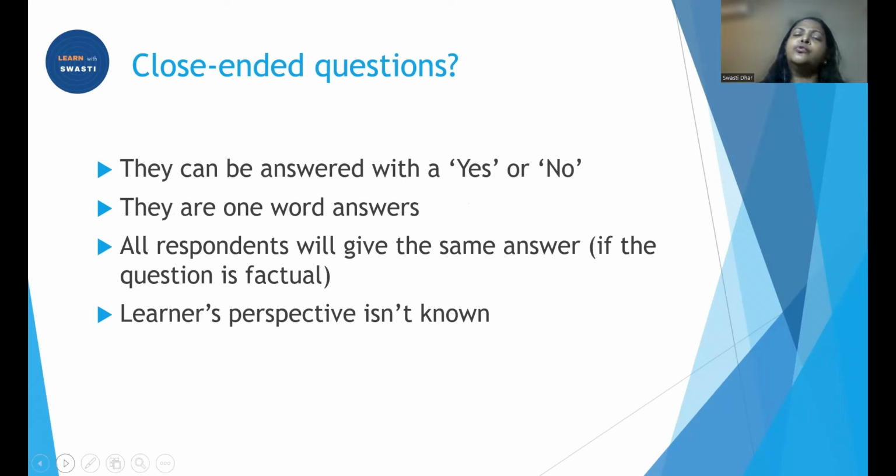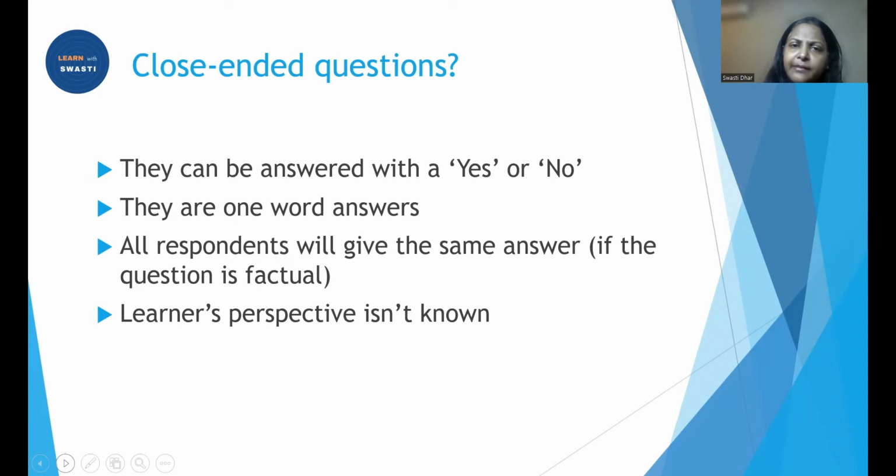So as opposed to open-ended questions, we have the close-ended questions, which are either answered with a yes or no, or they can be one-word answers, and all the respondents will give the same answer. So you can't have 2, 3 answers. It's like a question asking what is 2 plus 2, and everybody has to say 4. Generally these questions are factual, and the main intention of a close-ended question is to check factual knowledge. So we are not checking the learner's perspective here.